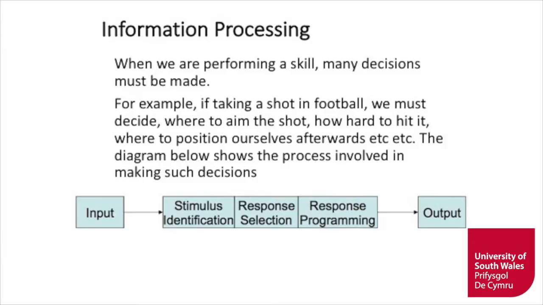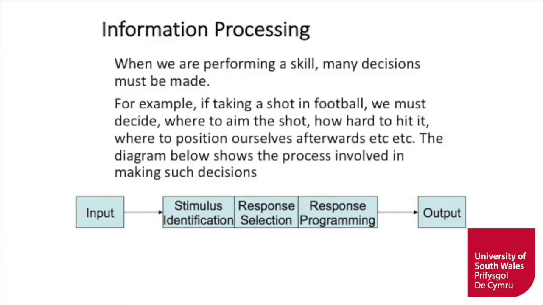Then I'm going to be starting to think where I'm going to aim my shot, how hard to hit it, what direction, where the opposition are positioned, where the goalkeeper's positioned, where to position ourselves during and after the shot. So this following diagram shows the process involved in making this decision.